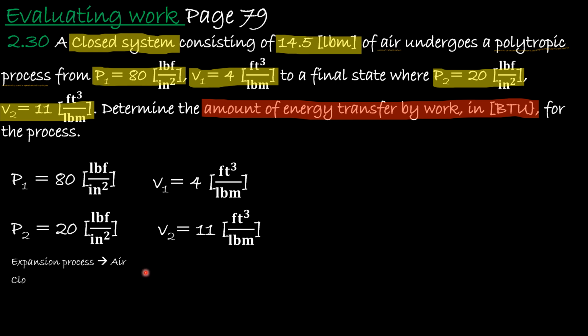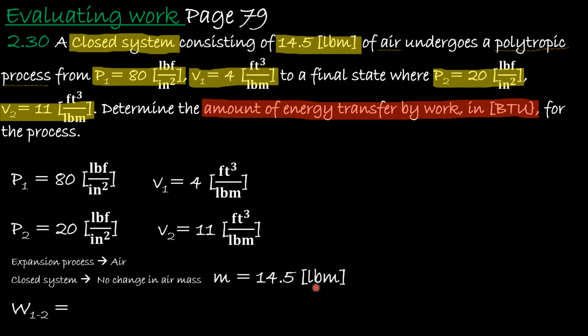So this is an expansion process for air. It's a closed system, no change in air mass, and the mass is 14.5 pound mass. And we are asked to find the work in BTU. So let's draw this problem in a sketch.